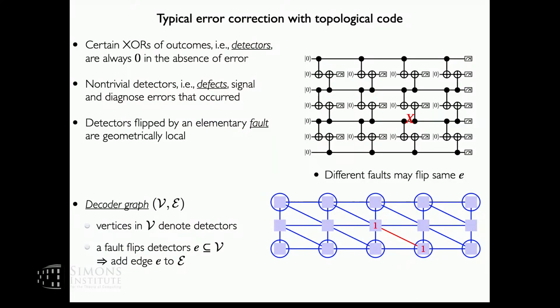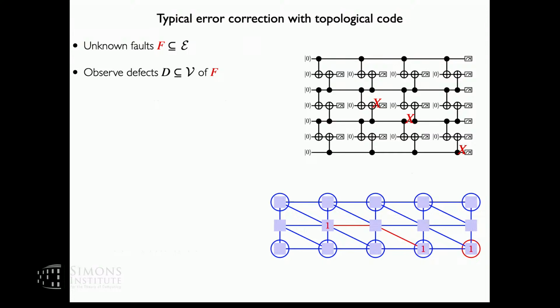Different faults may flip the same edge. Just as a trivial example, if you have a Y error here, it will obviously also flip the same edge. So you can keep track of your probability of errors happening associated with these edges.